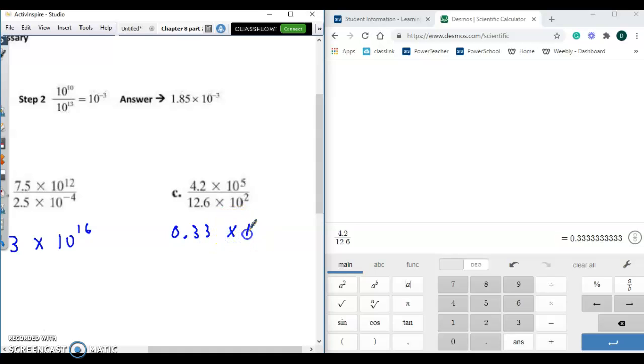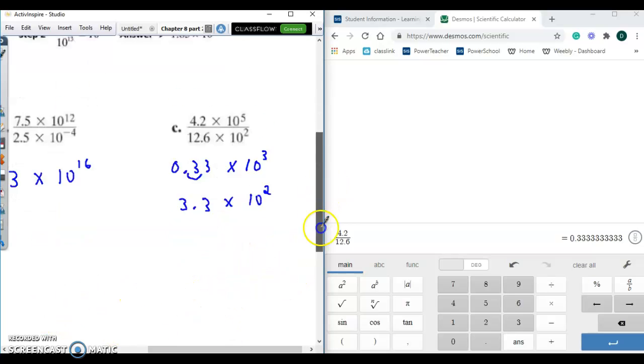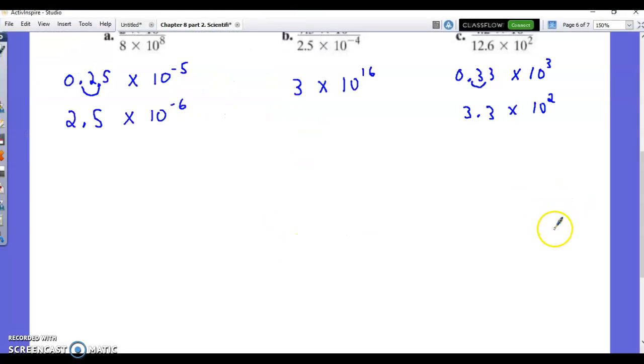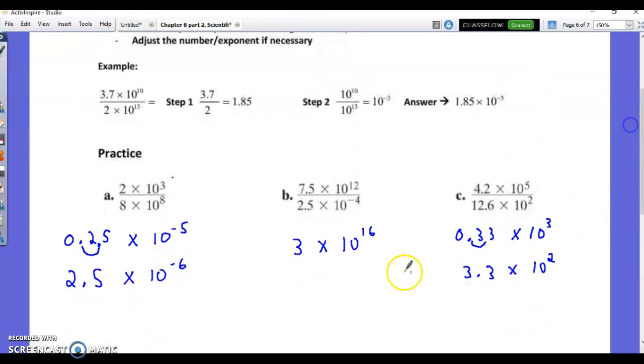Times 10. 5 minus 2 would be 3. Let's adjust that 1 over. Call that 3.3 times 10. And because we moved it 1 to the right, we are going to subtract one of the exponents. And that would be 1 space that we're going to subtract. So 3 minus 1 would be 2. And that would bring us to make these two equal, but also leave that in scientific notation. So that's that. Pretty straightforward. Divide, then subtract, then adjust.